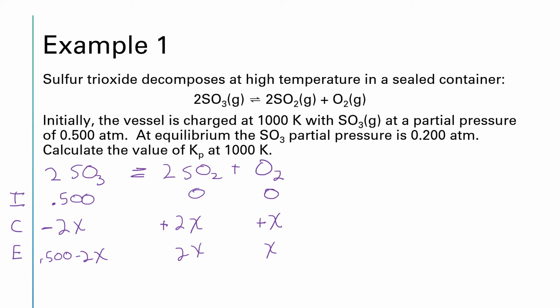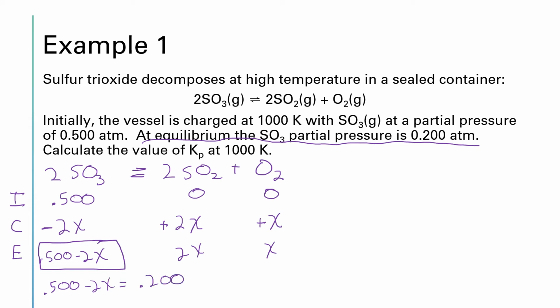But we have a little bit more information as well. We were told that at equilibrium, the SO3 partial pressure is 0.2 atmospheres. So we know that this piece right here that I'm drawing the box around has to be equal to 0.2 atmospheres. 0.5 minus 2x has to be equal to 0.2. So if I move the constants over to the right-hand side, this will change into minus 2x is equal to minus 0.3. If I divide both sides by minus 2, I get that x is equal to 0.15.